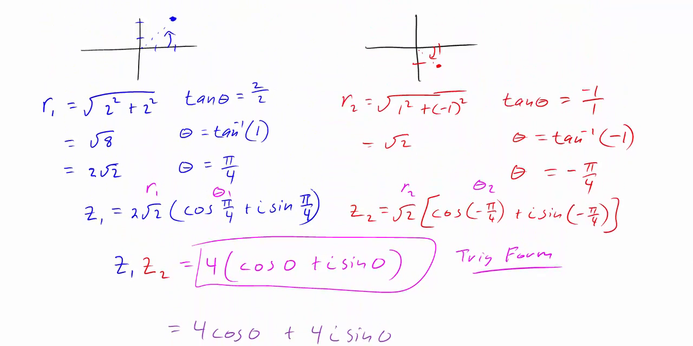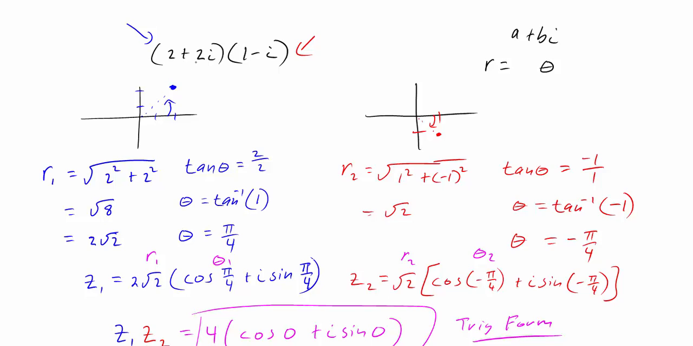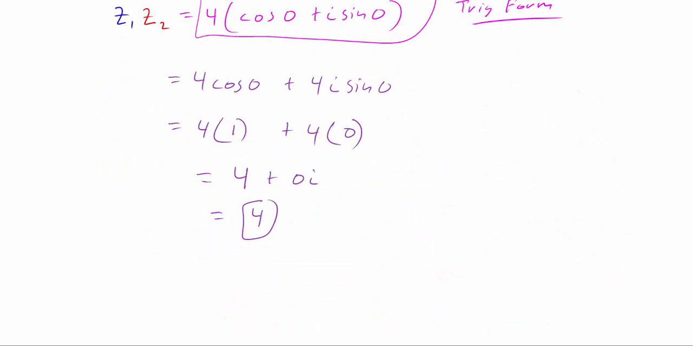So here we went through the problem of looking at 2 plus 2i multiplied by 1 minus i. We converted the standard form into trig form, and then we were able to multiply these together, and we came up with an answer of either 4 cosine 0 plus 4 sine. And if we could change this from trig, then down here we would end up with standard form.